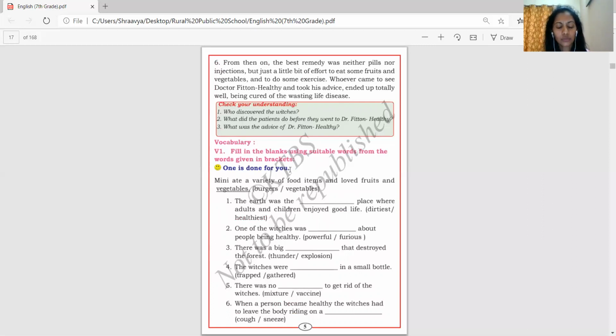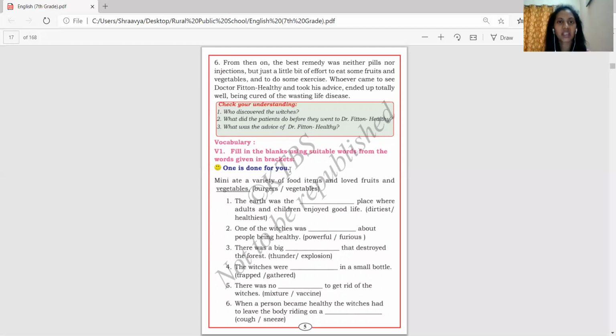Minnie ate a variety of food items and loved fruits and dash. Is it burgers or vegetables? Vegetables. Right? The earth was dash place where adults and children enjoyed a good life. Is it dirtiest or healthiest? Healthiest.